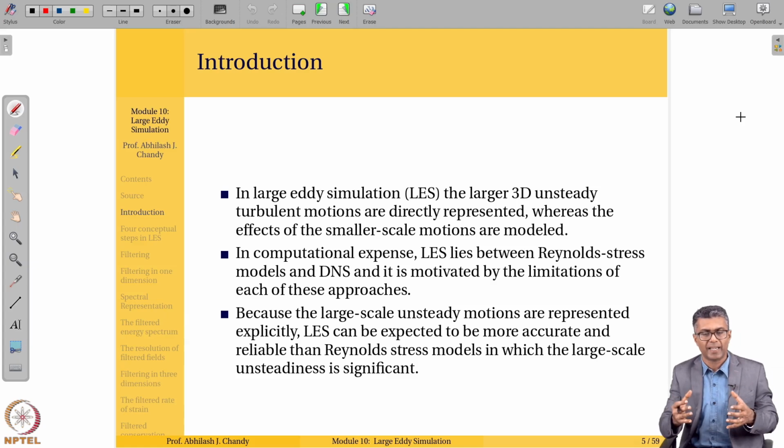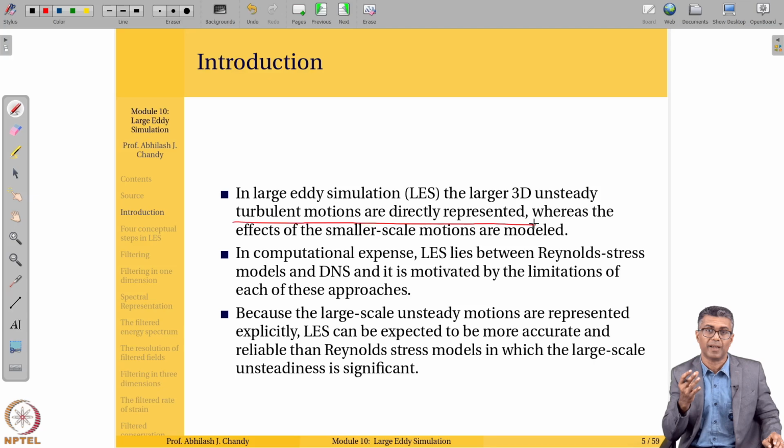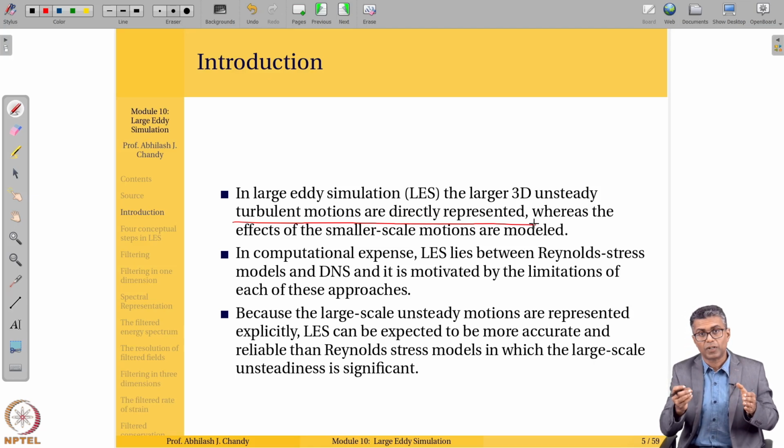As you know, in LES, the larger 3D unsteady turbulent motions are directly represented. What do I mean by directly represented? They are resolved. They are exactly accounted for. In DNS, if you will, we have seen that even the smallest scale is directly represented. The smallest scale is directly resolved. So that is the Kolmogorov scale. So up to the Kolmogorov scale is directly resolved.